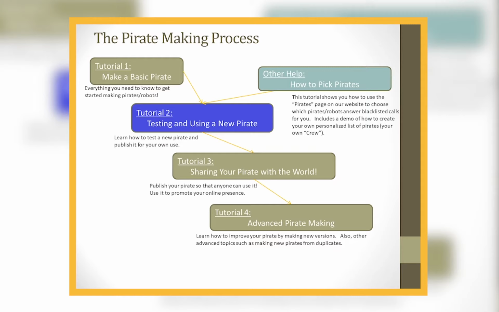Go to the website. That other tutorial called How to Pick Pirates shows you how, when you're logged into the website, you can go to the pirates page and make a crew by picking a bunch of robots that will be randomly chosen from to answer calls for you. Or you can pick individual robots, and whether it's a crew or an individual, you can see the robots that you've created and also the ones that have been created by other users, by the community. Okay, so that's a helpful tutorial. And everybody, that tutorial is out there for the community in general so that they can learn how to use the great new pirates that you're making.